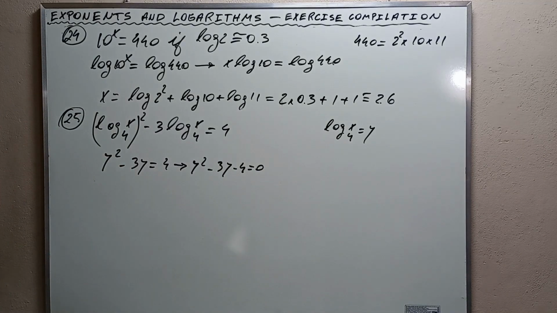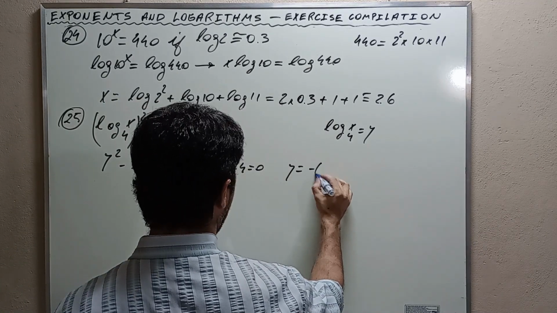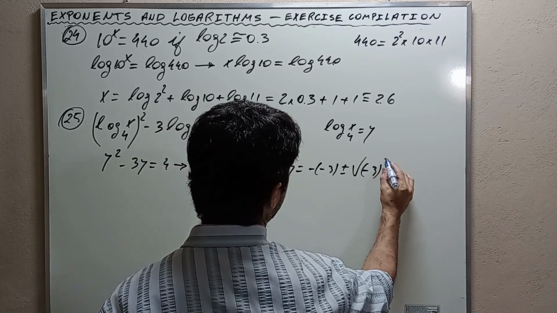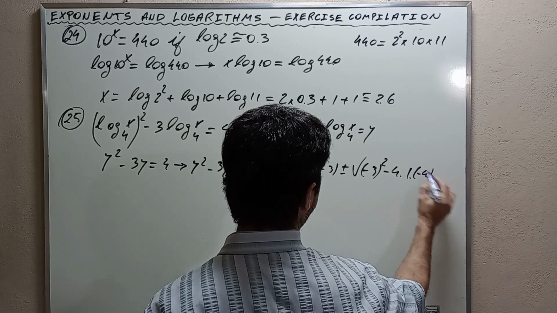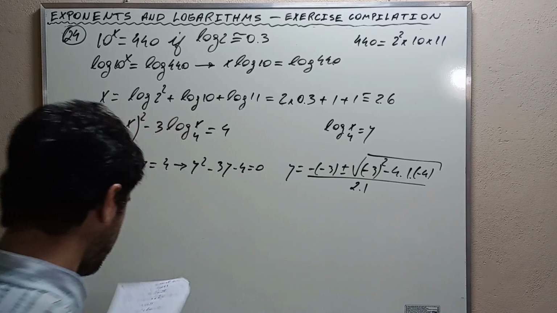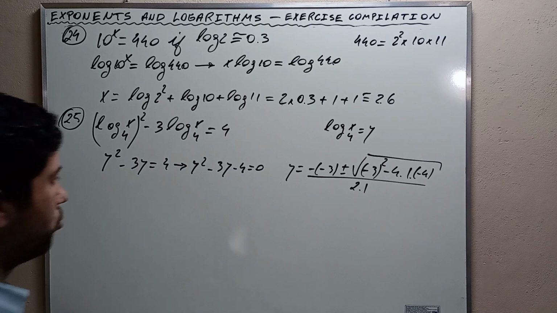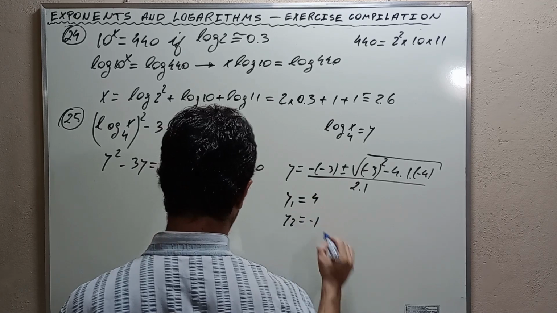This is a quadratic equation whose solution is pretty much known even to high school students. We're going to do the following. y is equal to negative of negative 3 plus minus the square root of negative 3 squared minus 4 times 1 times negative 4, divided by 2 times 1. And it's going to produce two solutions. y1 is equal to 4 and y2 is equal to negative 1.